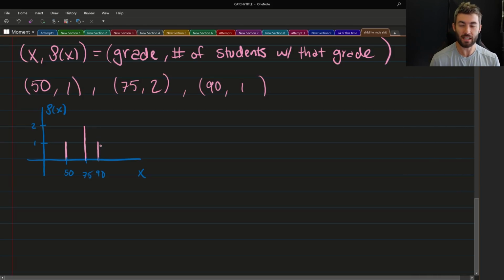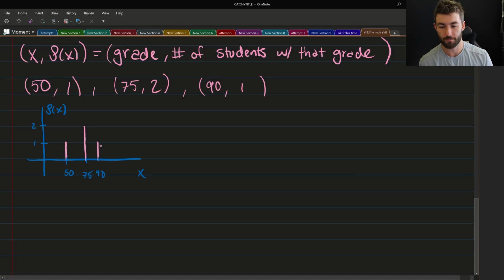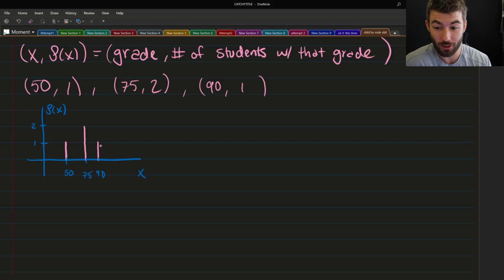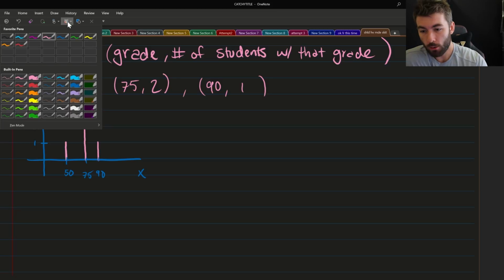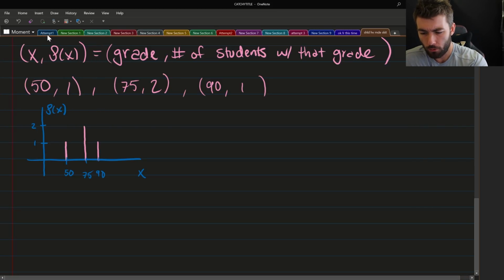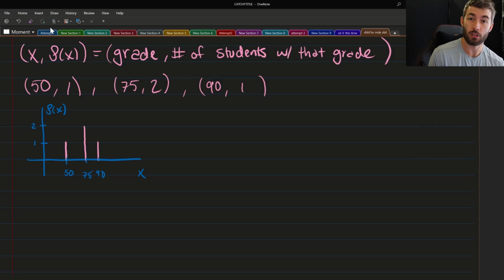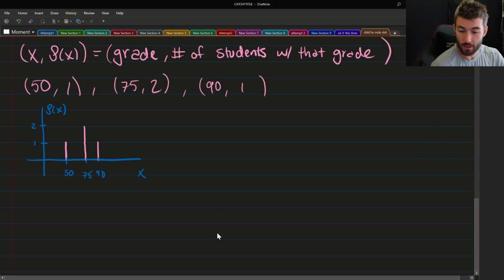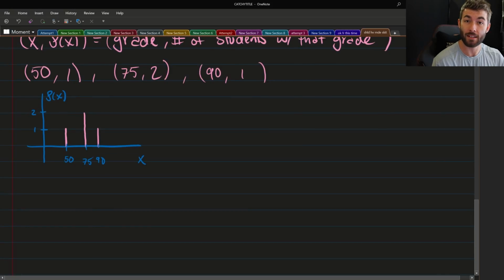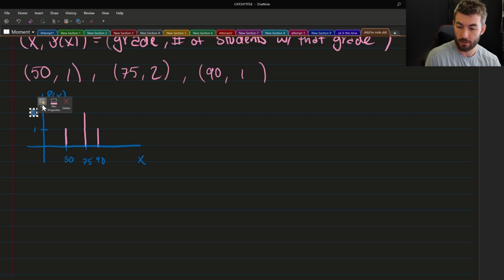Okay, so we have these discrete data points. It's not a continuous function, hence why delta functions are useful. So what I first want to start by doing is writing out a functional form for rho of x using delta functions. We want to parameterize exactly where the grade is, so at 50, at 75, and 90, that's what we're using delta functions for. And then we're going to weight that by how many students got it.